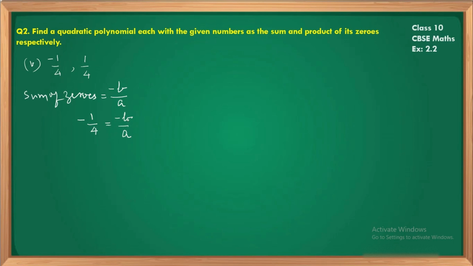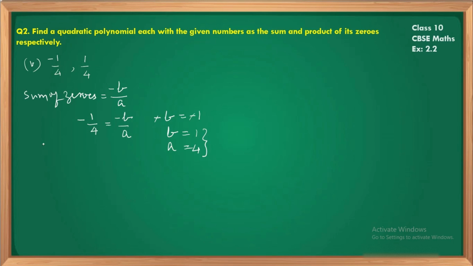Now what is the b value here? Let us write down that minus b is equal to minus 1 or b is equal to 1. You can cancel minus and minus on either side. Then the b value will be equal to 1 and a has the value of 4. Write down that a is equal to 4. Now these are the values of a and b.